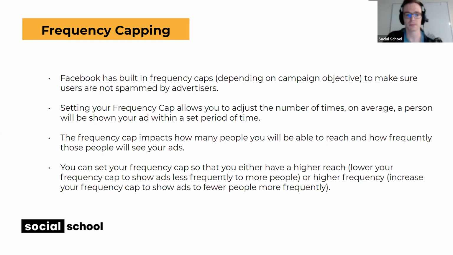So you can set your frequency cap up so that you either have a higher reach, which means a lower frequency cap, so we're getting after more people, or a higher frequency. So the reach is lower, but we're hitting those people more than once. I personally end up doing more of the higher frequency. In a day, for instance, I want to hit people 2 or 3 times to make sure that our message is resonating throughout.